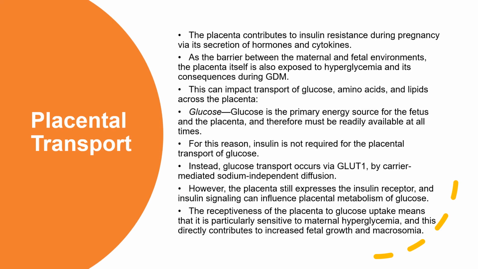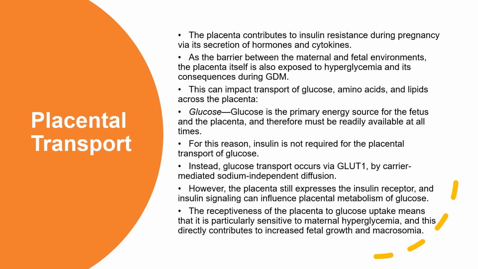And lastly, placental transport. The placenta contributes to insulin resistance during pregnancy via its secretion of hormones and cytokines. As the barrier between the maternal and fetal environments, the placenta itself is also exposed to hyperglycemia and its consequences during GDM. This can impact transport of glucose, amino acids, and lipids across the placenta.